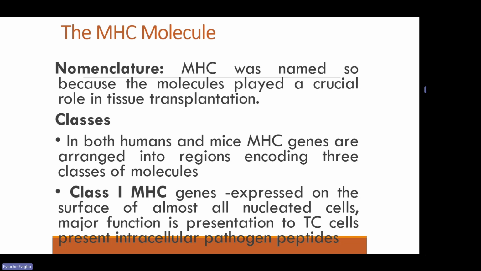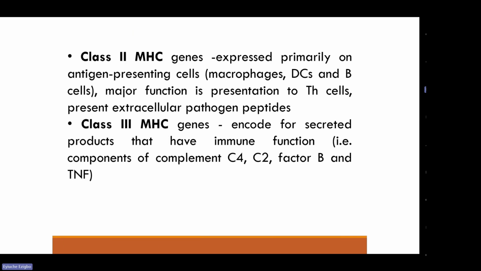But in the case of the class 2 MHC molecules, they process and present extracellular pathogens, maybe like bacteria rolling around in the body plasma. They process them and then present them to T helper cells. You will understand it gradually. Just take it gradually. The class 3 MHC genes encode secreted products that have immune functions, that is, components of complement C4, C2, factor B, and tumor necrosis factor.